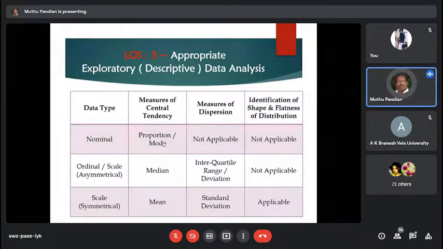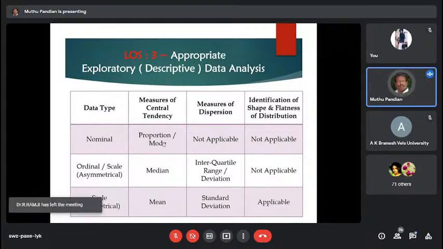How to calculate the interquartile range? M3 minus M1. That is the way you have to calculate the interquartile range. Okay. Again, the shape and other thing is not applicable.